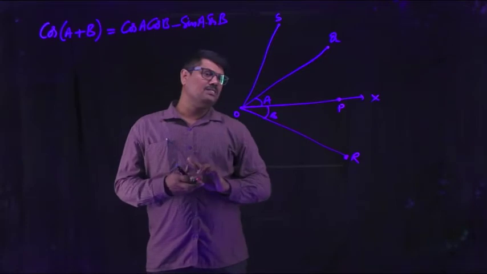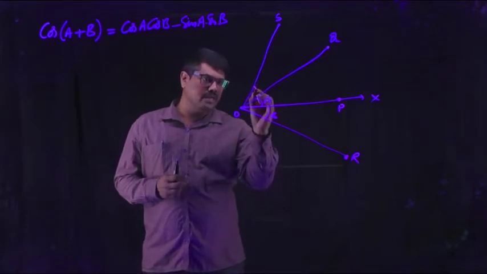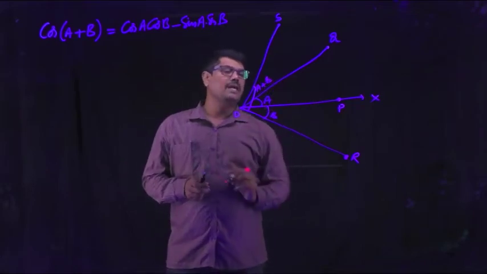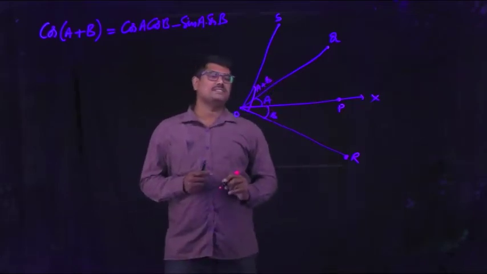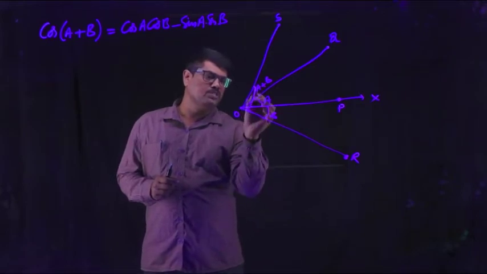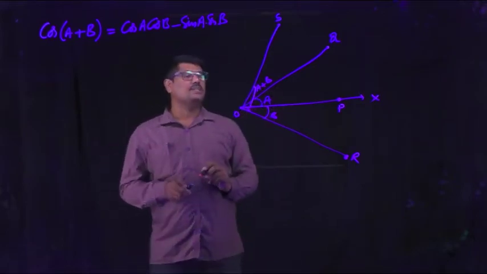And let us consider this OS line makes an angle A plus B with the x-axis, from this position to this position. That angle is A plus B.